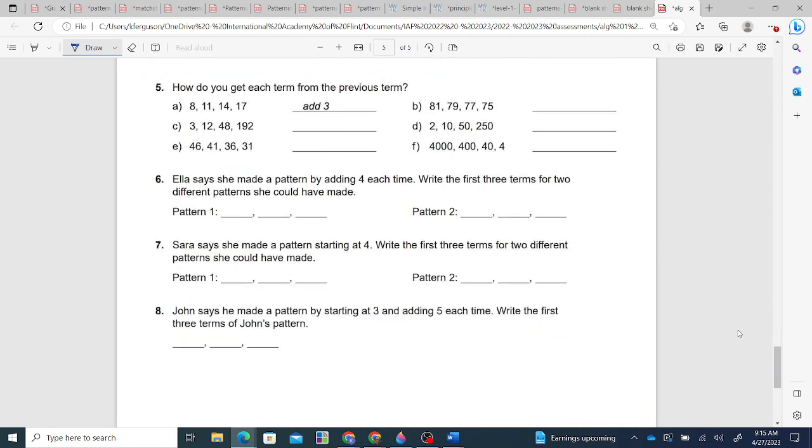So now let's start talking about this. How do you get each term from the previous term? So now we're just saying what we're doing. So let's look at B. I went 81, 79, 77, 75. What am I doing there each time? I'm subtracting 2.